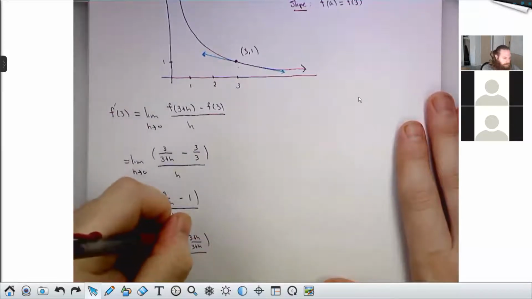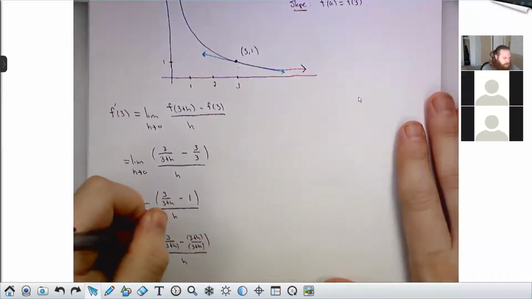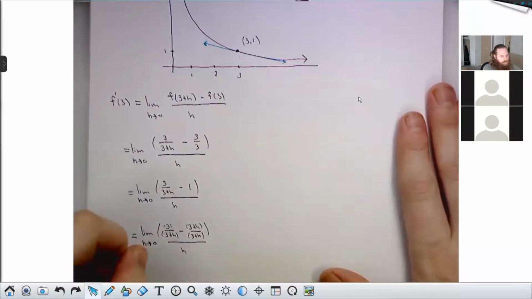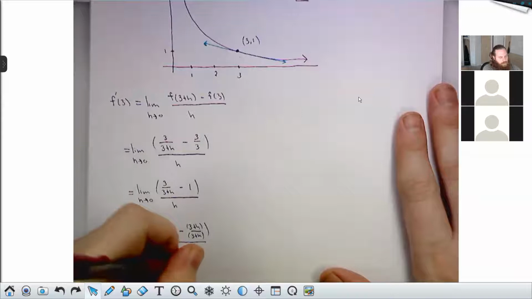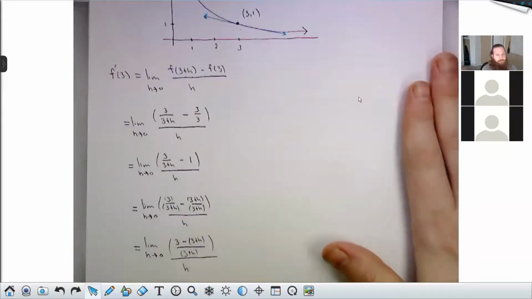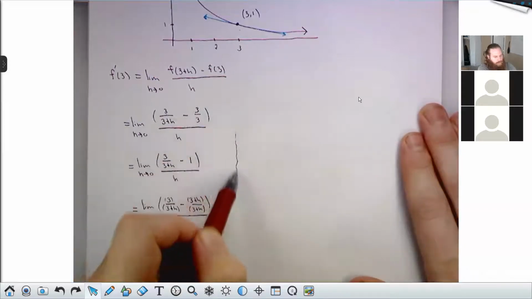And it's important at this step that you remember all these fractions, big and little, their tops and bottoms are in parentheses. So when you do that subtraction upstairs, you remember to distribute the negative. You'll have 3 minus parentheses 3 plus h all over 3 plus h, and then all of this is divided by h. I am going to continue over here, so I'll draw a little divider.